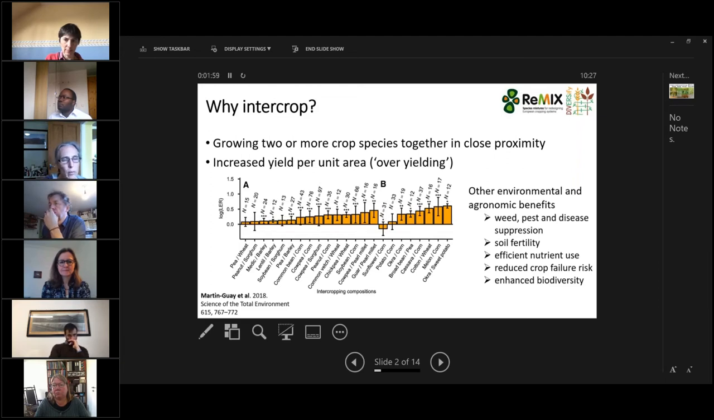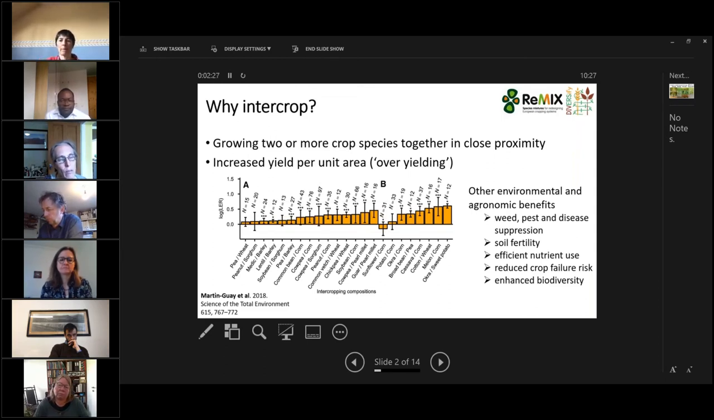This review, which was published 3 years ago, looked at a number of different intercropping combinations grown across the world, many of which include legumes. It presented the LER, land equivalent ratio, as a log value. So any value greater than zero means a greater yield per unit area of the intercrop. And you can see that for lots of different combinations, a greater yield was obtained when the crops were intercropped compared to when they were grown as sole crops.